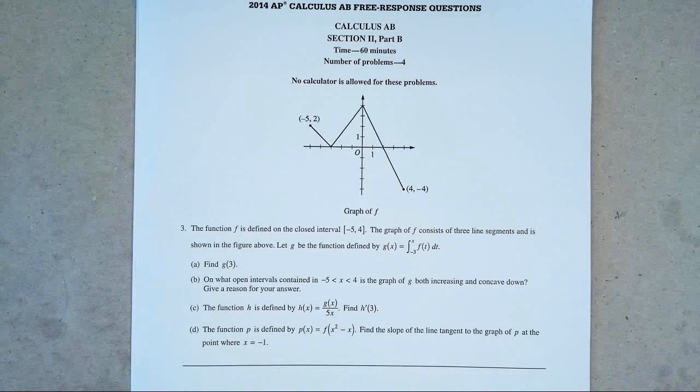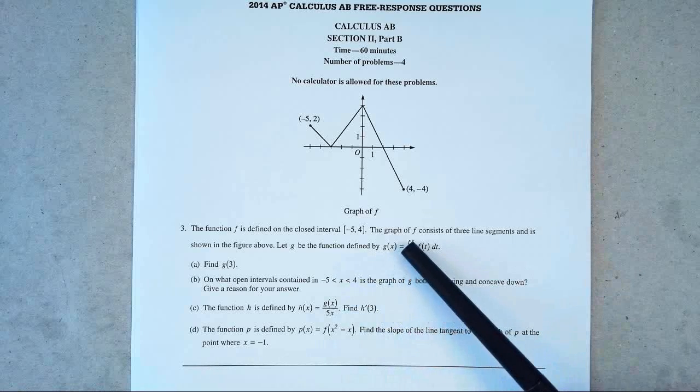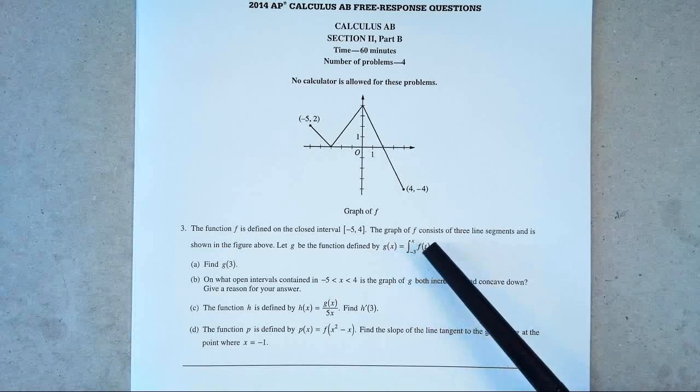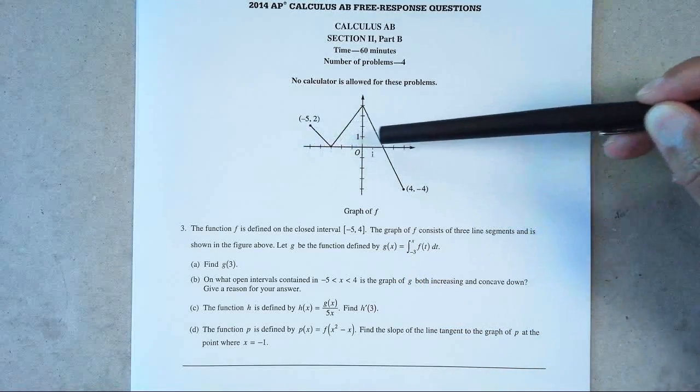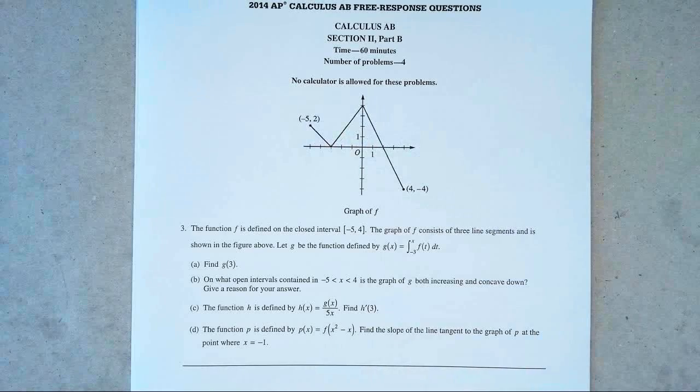Now, going through this question, it says the function f is defined on the closed interval from -5 to 4. The graph of f consists of 3 line segments and is shown in the figure above. Let g be defined by the function g of x is equal to the integral from -3 to x of f of t. Meaning g of x is equal to the area, because remember, integral always means area, of this equation, which pretty much is you're finding the area of everything in between the graph and the x-axis.